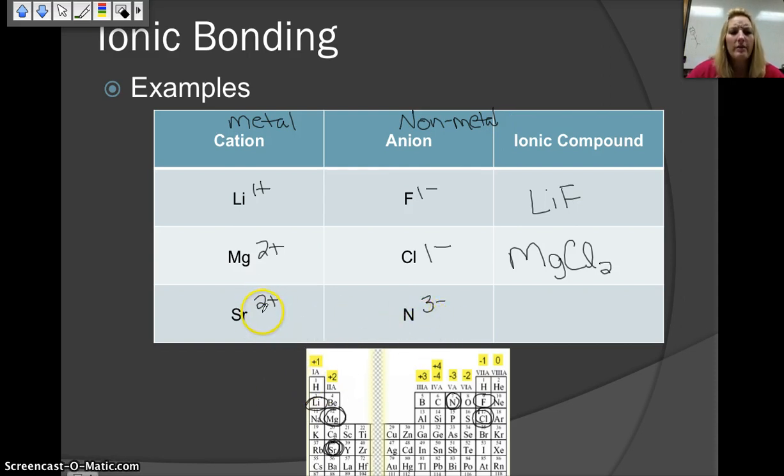Alright, so this one's a little tricky. We have a 2 plus and a 3 minus. How do we get those to equal? We can't just multiply one of them, but we can find a common factor. So if we look between the common factor of a 2 plus and a 3 minus, our common factor is 6. So in order to get a 6 charge on this one, we'll need 3 of them. 3 2 pluses equals a 6 plus. In order to get 6 here, we need 2 of them. 2 3 minuses equals a 6 minus. So Sr3N2. We will practice this a little bit more a little later on.